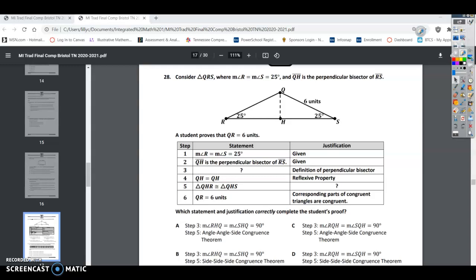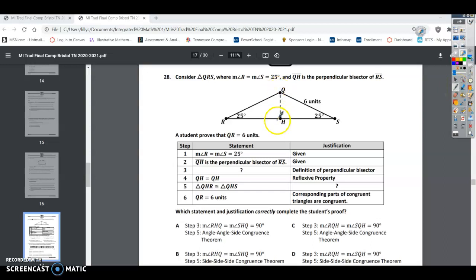All right, this is the Math 1 final benchmark, number 28. Consider triangle QRS, where the measure of angle R equals the measure of angle S, which equals 25 degrees. And QH is the perpendicular bisector of RS. All right, so what do we know?